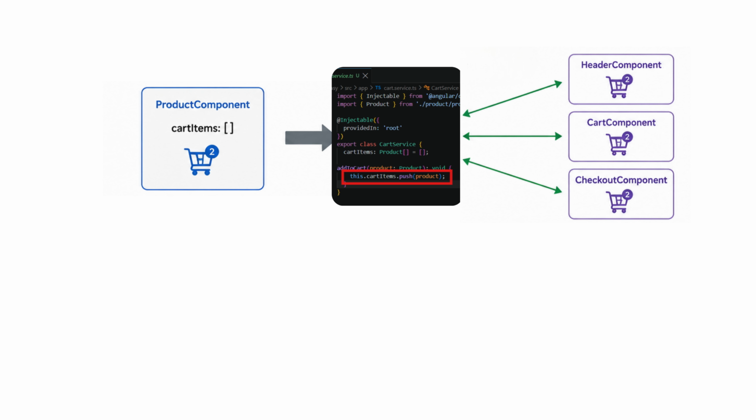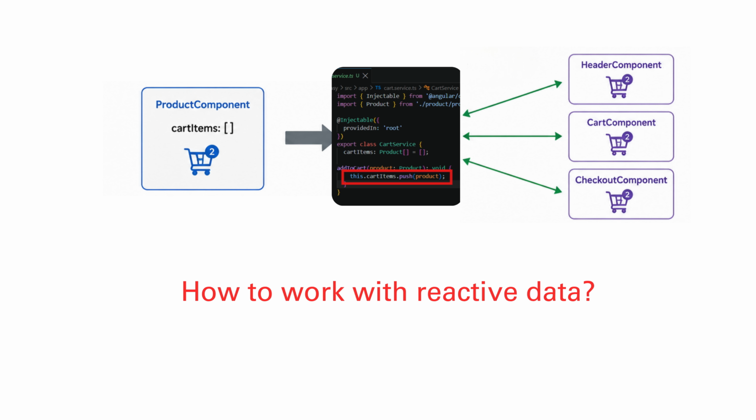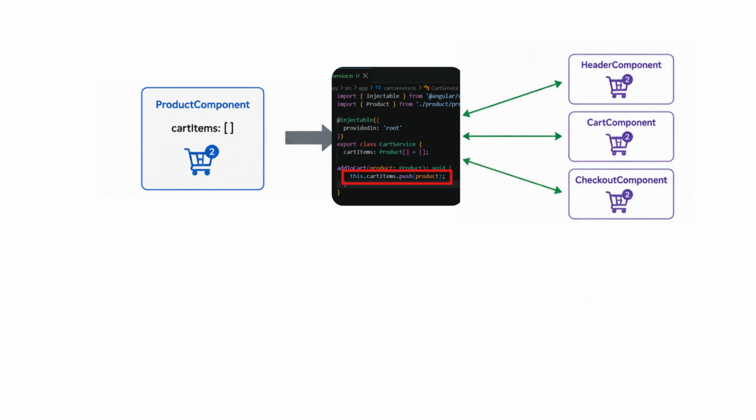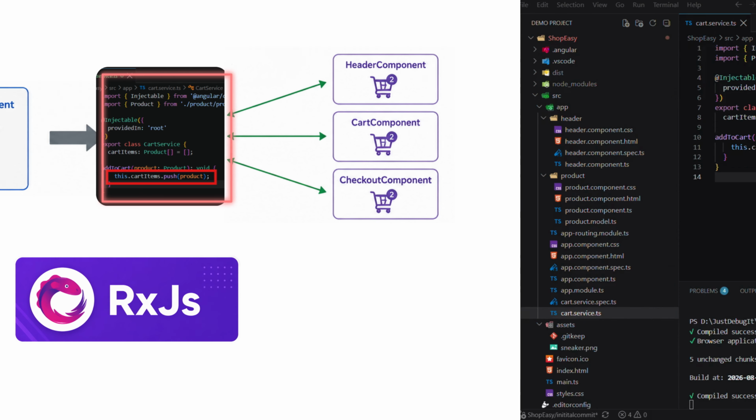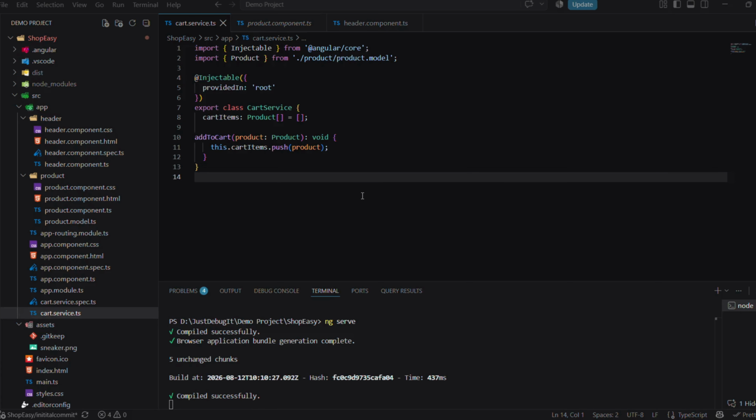But we ended that video with an important question. What happens when that shared state changes? How do the other components know that something has changed and automatically react to it? That's exactly what we are going to solve in this video. We will take the same cart service and use RxJS to make our shared state reactive. And as always, we will understand it by building it with actual Angular code.